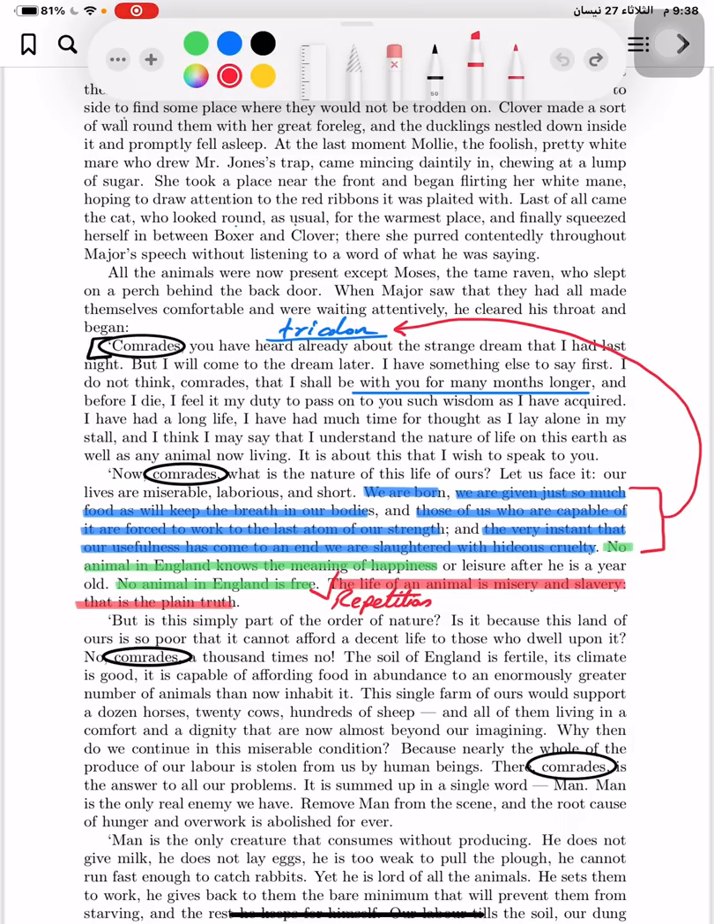Then his argument becomes more forceful when he presents a series of rhetorical questions. After that, the answer for these rhetorical questions. But is this simply part of the order of nature? Is it because this land of ours is so poor that it cannot afford a decent life to those who dwell upon it? No, comrades, 1,000 times no.